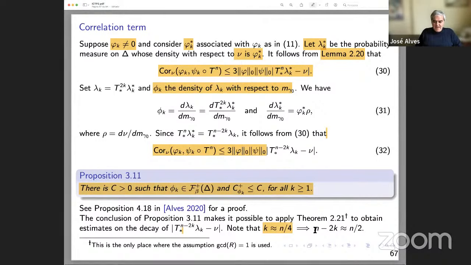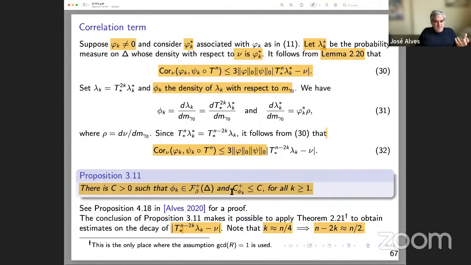So n minus 2k is of order n over 2, so is of order n, okay? So we can apply that result and obtain good estimates for this quantity here. The drama could be that in the conclusions there are constants which depend on the observable.